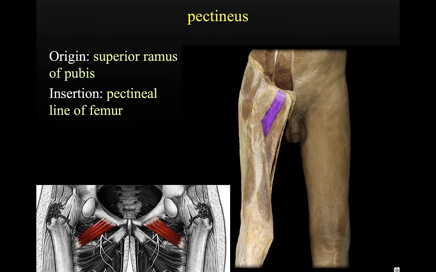adductors. So we will have a bunch of muscles that are working together to adduct the femur and they're all going to have an origin that is somewhat medial, and then they're going to have an insertion that is somewhere on the femur.